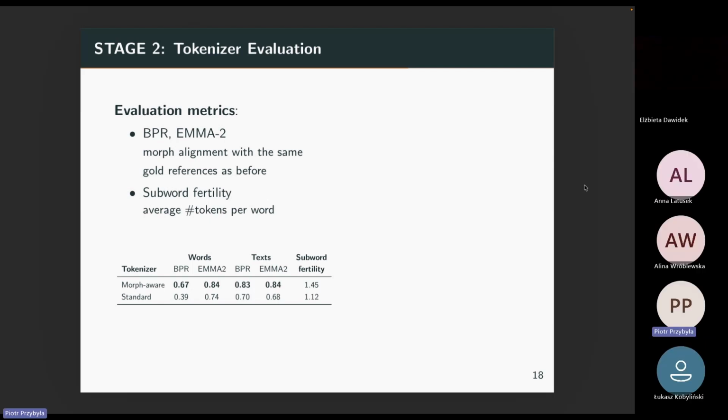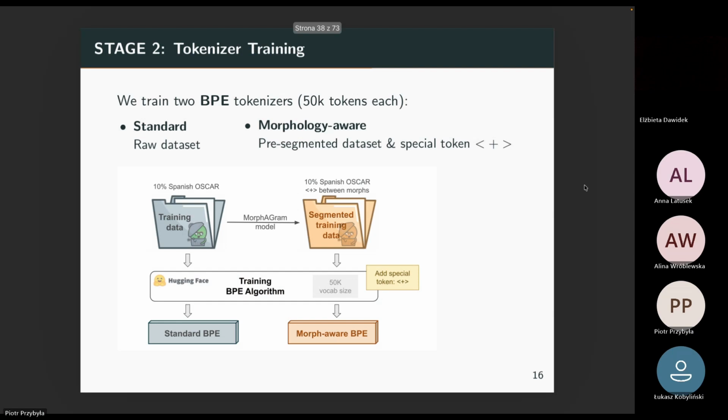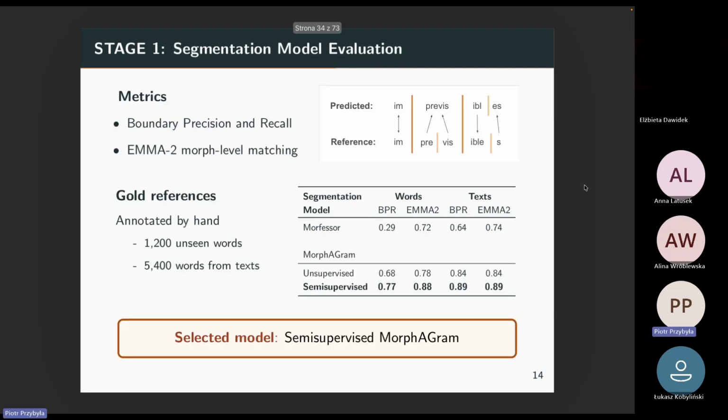Okay, anything jumps out about these results? 0.67. Well, it's lower than what I just showed you as the performance of our tokenizer, right? I just said that the performance of the segmentation model is 77, and now it's 67. Another 10 points drop.